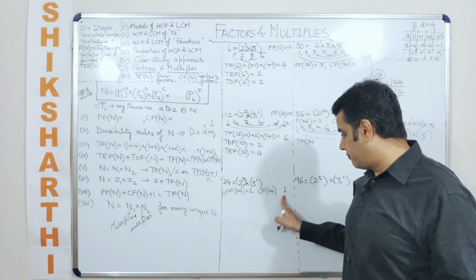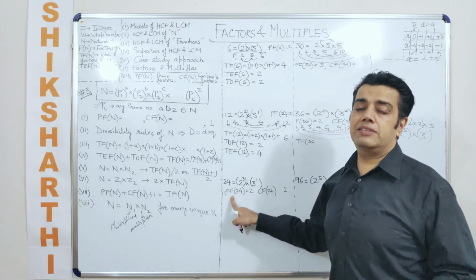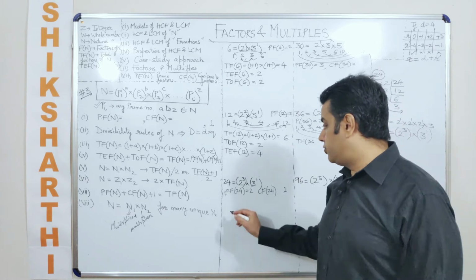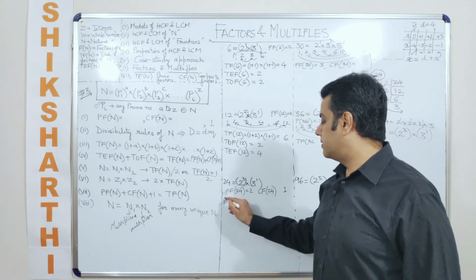Now the summation of 1, the total number of composite factors, and the total number of prime factors should be equal to the total number of factors of the given number. So that is point number 2. Before point number 2, I'll talk about point number 3.